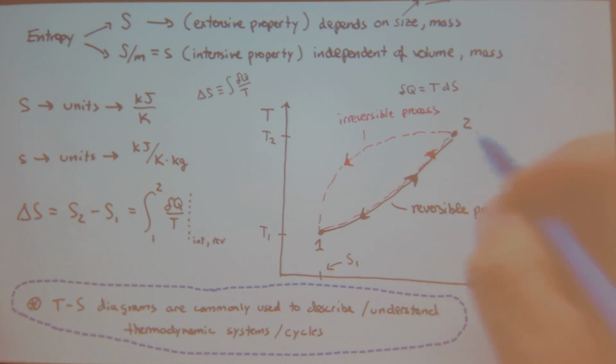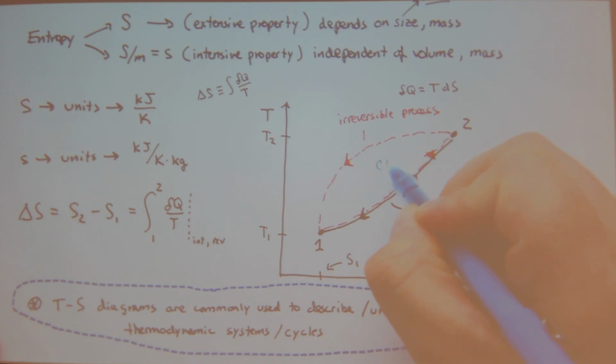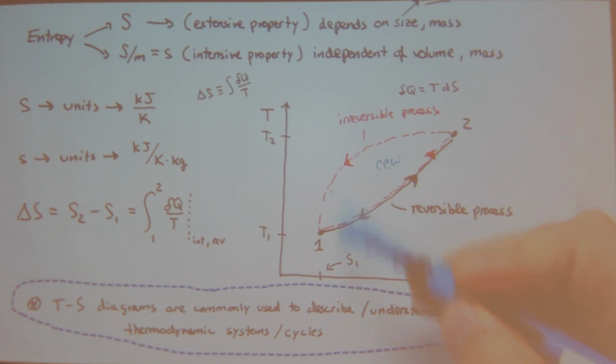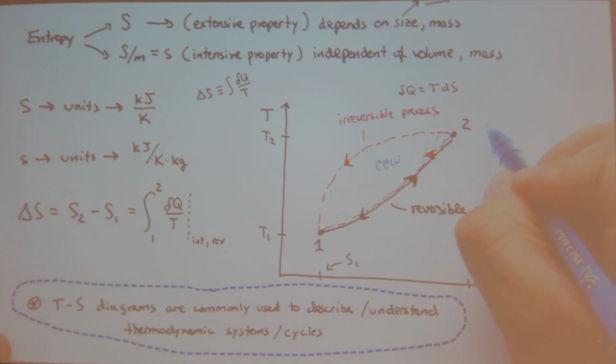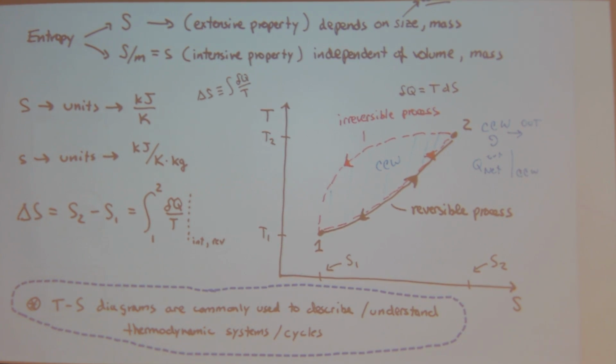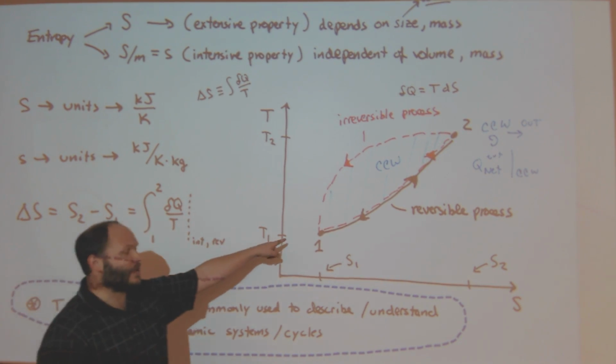And so this represents counterclockwise, right? And so I have some area. Now, what I did is, so counterclockwise, there's 3 letters. Out, so Q, net, out, counterclockwise. So now this applies to a cycle.